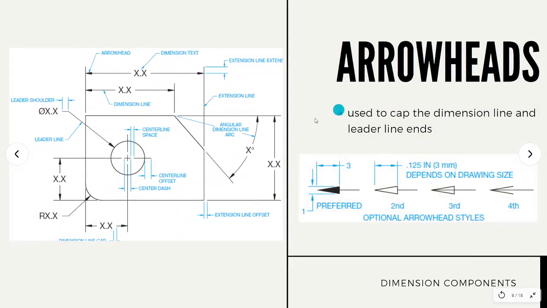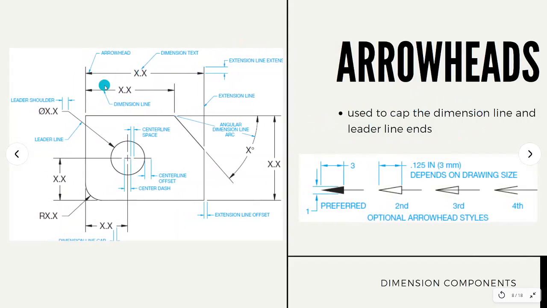Next are the arrowheads. As mentioned in the last slide of the presentation, this is used to cap the dimension line and the leader line ends. So that there is a cap or a limit, a break in the dimension line, we use our arrowheads.